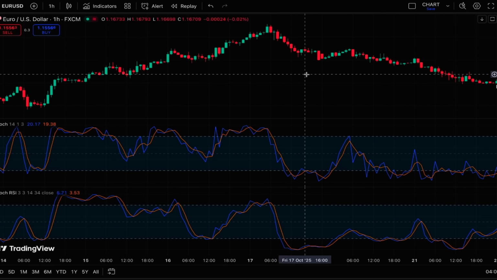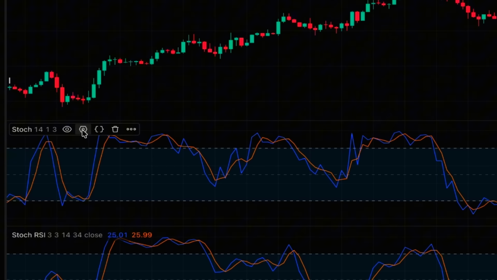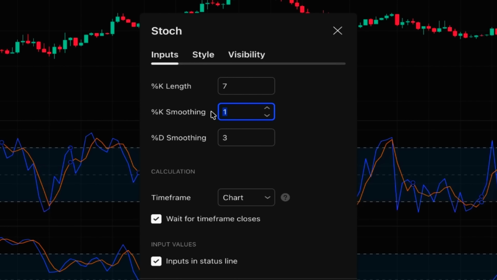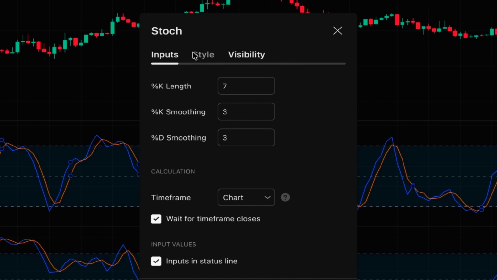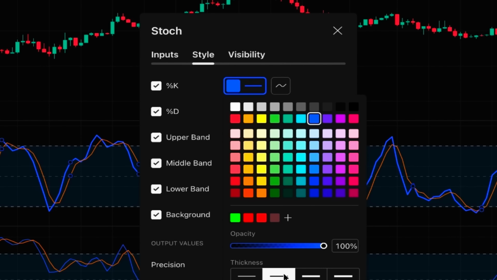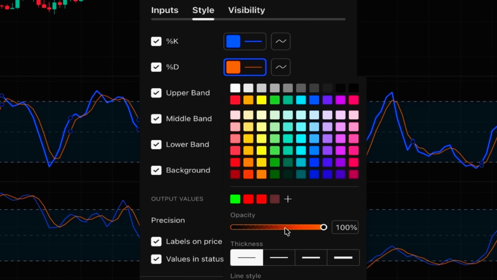First, we go to the settings of the stochastic oscillator to give it a special settings here in the inputs tab. For the K% length, we set it at 7, and for K% smoothing, we set it at 3, and for D% smoothing, 3 is okay. And then we go to the style tab and we increase the thickness of the lines so they will be better visible on our price chart.